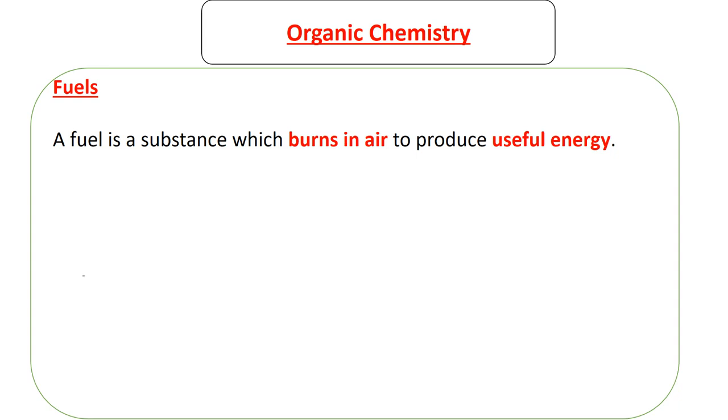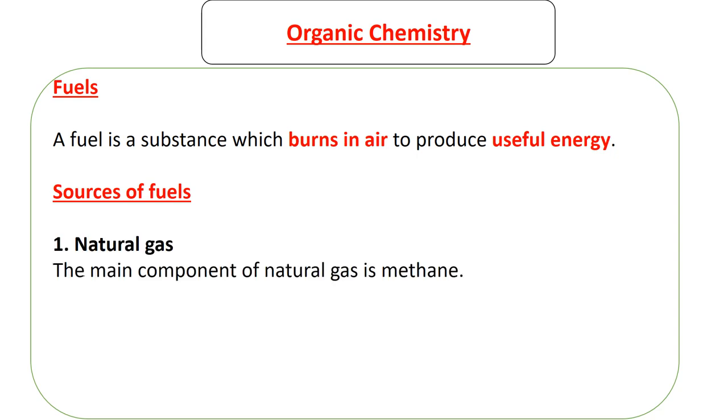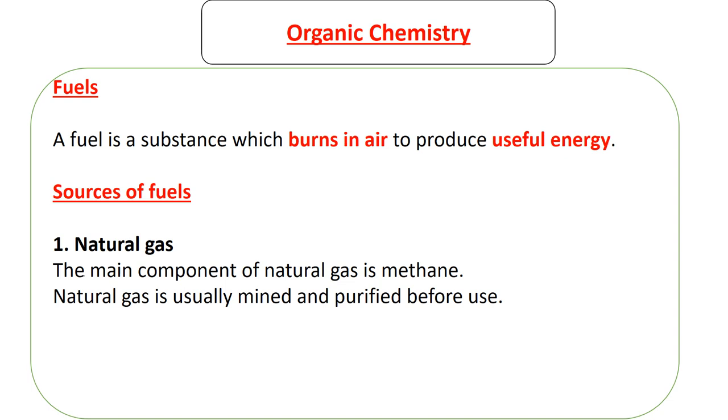So a fuel is a substance which burns in air to produce useful energy. Where do we get fuel? There are different sources, but one of the major sources is natural gas. The main component of natural gas is methane. Sometimes when they just say natural gas, you just have to know it's methane. If you remember in the preparation of hydrogen, we talked about how hydrogen is prepared using steam and natural gas. Natural gas is methane, and it is usually mined and purified before use.